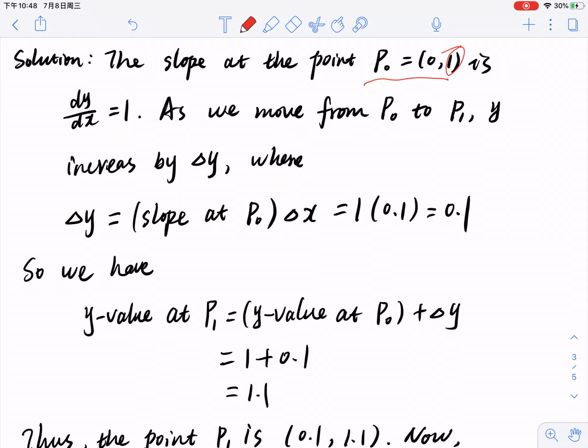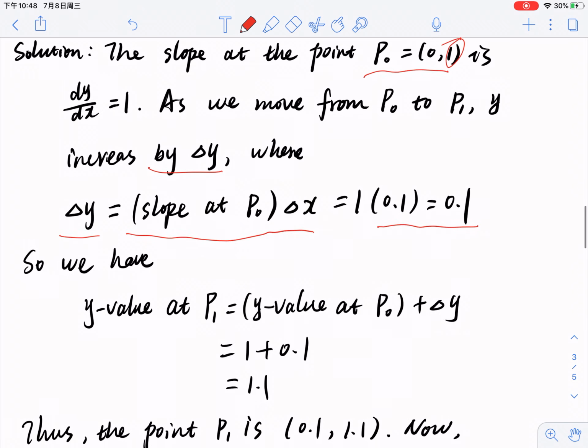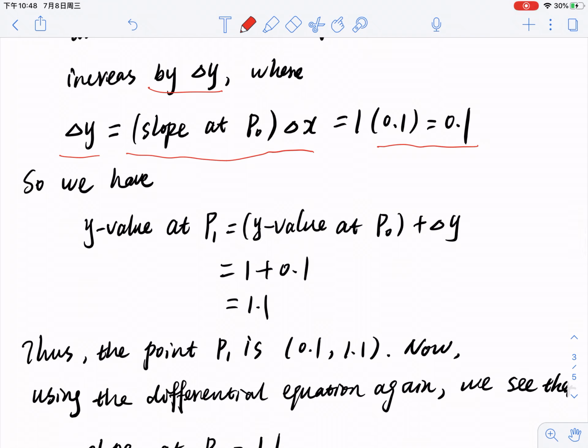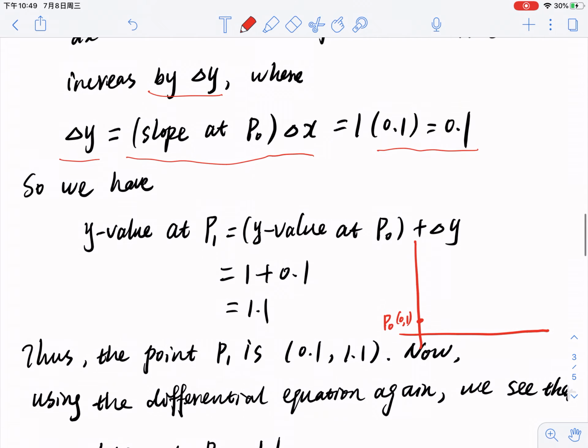So as we move from P0 to P1, y increases by delta y. This delta y is the slope at P0 times delta x. So it's 1 times 0.1, which is 0.1. So in the picture, it looks like this. Suppose here is the point P0. Its x coordinate is 0. So the slope at this point is 1.